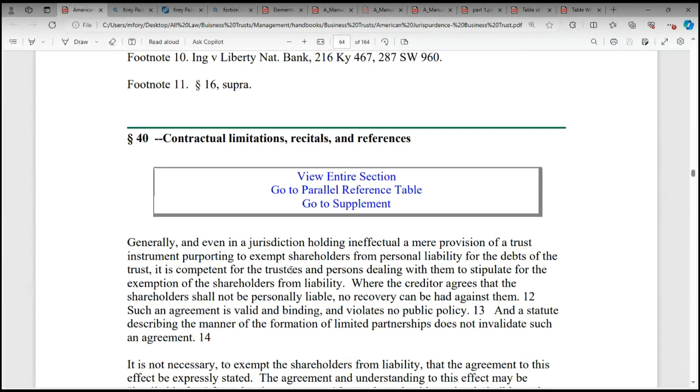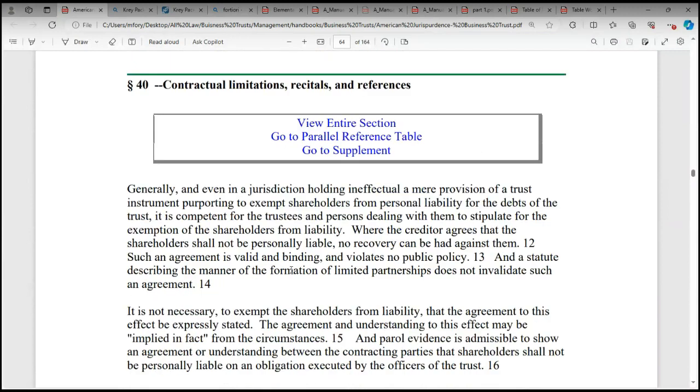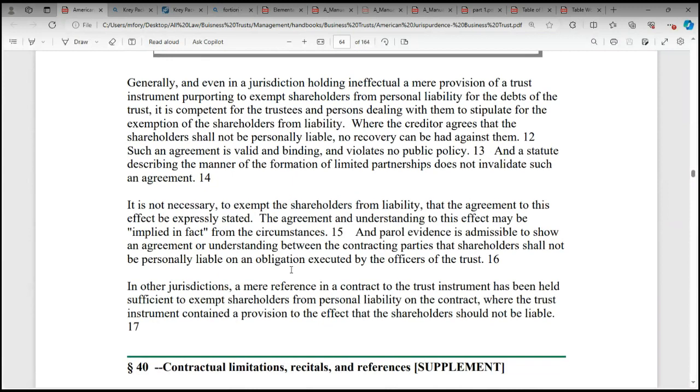So section 40, contractual limitations, recitals, and references. Generally, and even in a jurisdiction holding ineffectual a mere provision of a trust instrument purporting to exempt shareholders from personal liability for the debts of the trust, it is competent for the trustees and persons dealing with them to stipulate for the exemptions of the shareholders for liability. Where the creditor agrees that the shareholders shall not be personally liable, no recovery can be had against them. And such an agreement is valid and binding and violates no public policy.